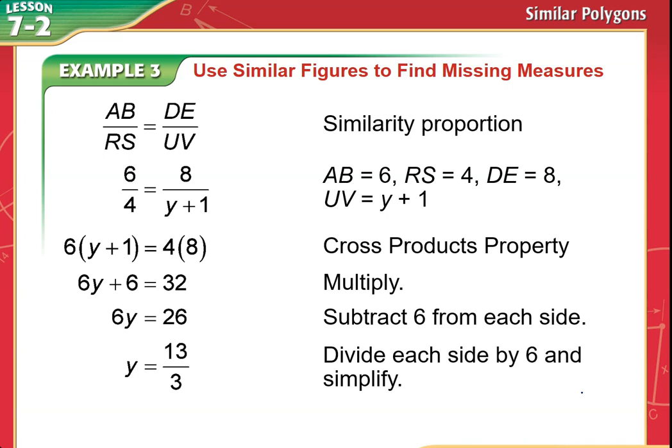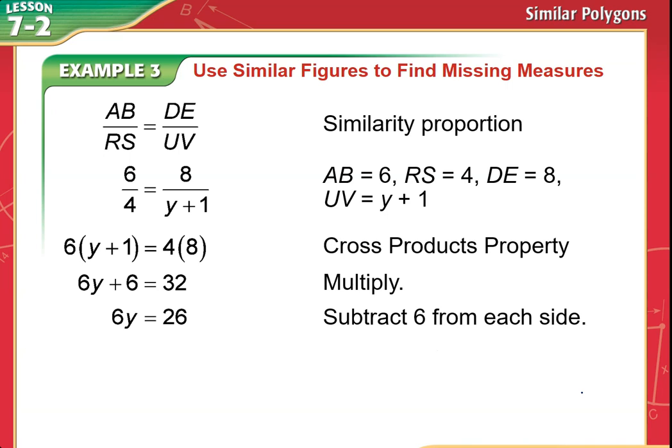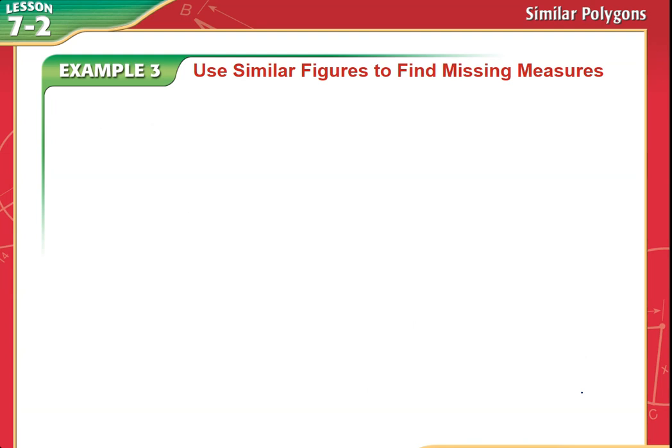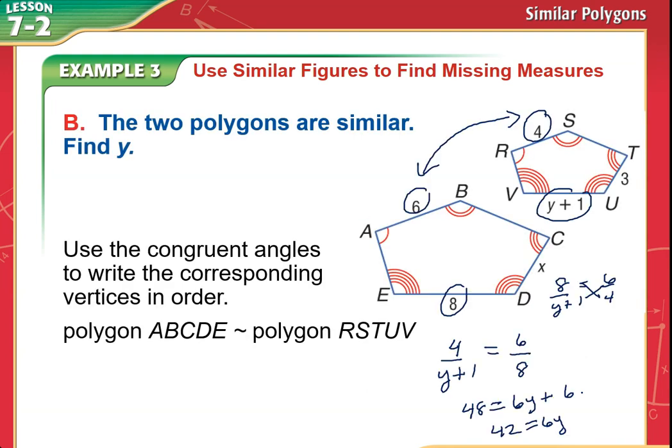Oh, or maybe I can't multiply right. Let's go back and look. Oh, 8 times 4 is not 48. Oh wow, I'm really bad, kids. Here we go, let's fix that. 32. And then we're going to subtract 6 and get 26.